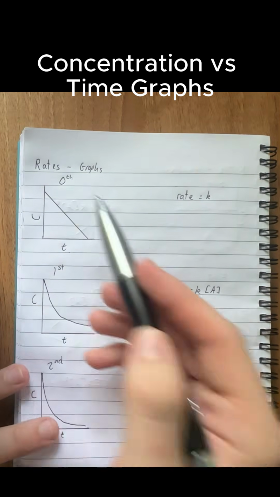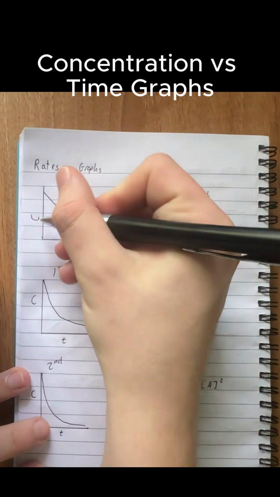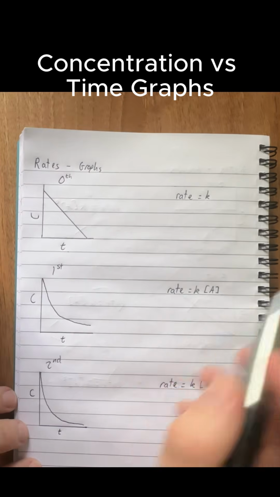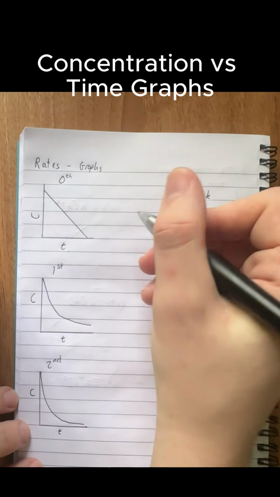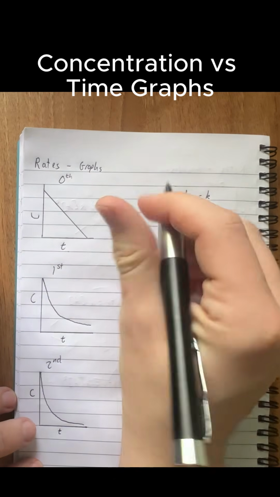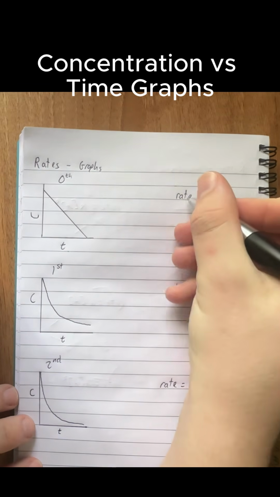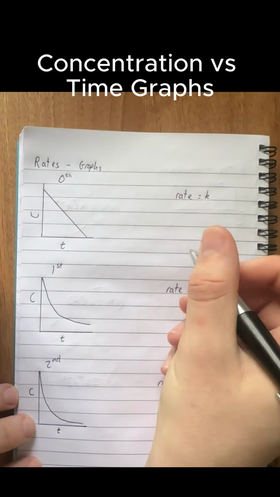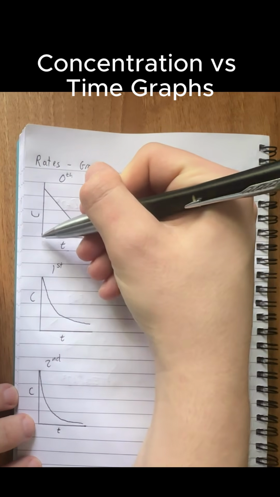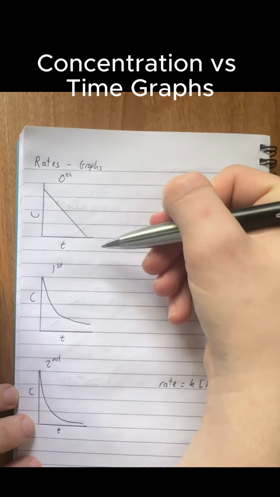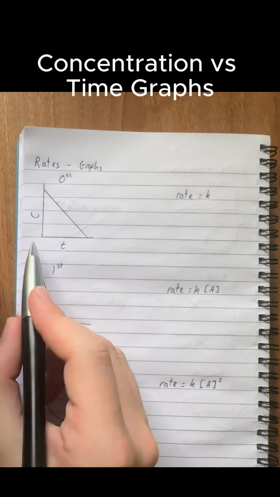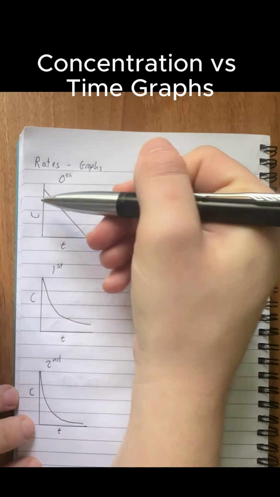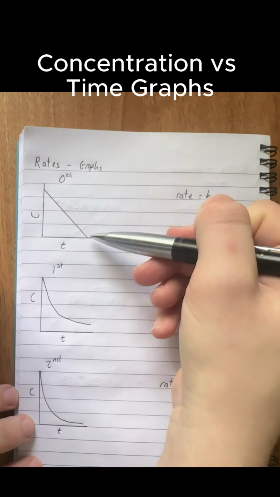Hi guys, I'm just going to quickly cover more rate graphs, but this time it's concentration versus time. So if we look at the zeroth order, where the concentration of A, for example, doesn't matter, then we see rate is equal to k. And as we can see here, when time progresses through the reaction, let's say over a length of an hour, concentration will decrease at a linear rate.